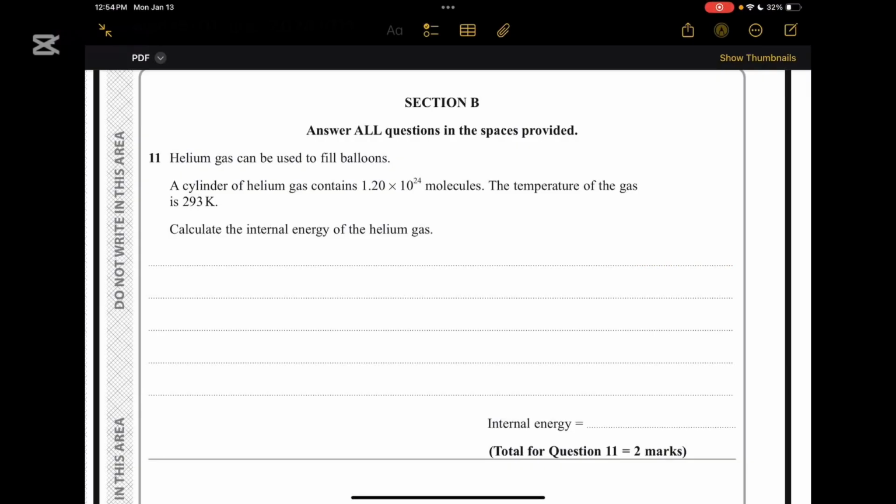All right, so let's start solving question number 11. Helium gas can be used to fill balloons. The cylinder of helium gas contains this number of molecules. Okay, this is the number of molecules. The temperature of the gas is 293 Kelvin. Calculate the internal energy of the helium gas.